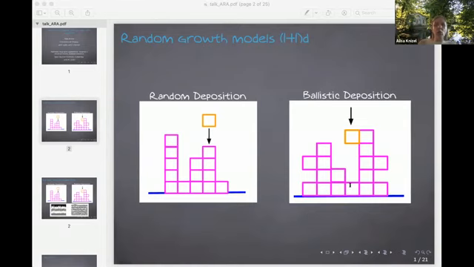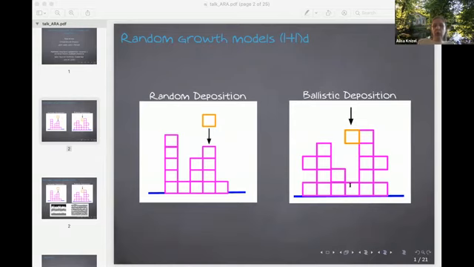Overall, we see linear growth of the towers of blocks, and the fluctuations of the height of the towers in this model, according to the central limit theorem, will be of order square root of t, where t is time. So this is the first model. And now the model on the right.